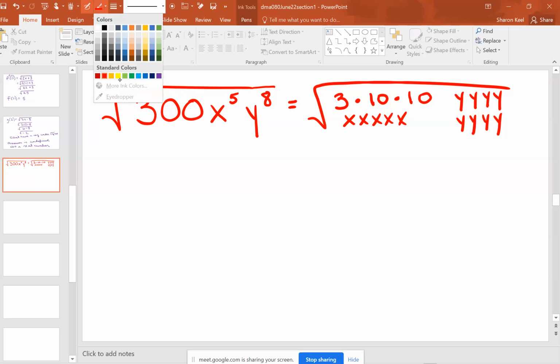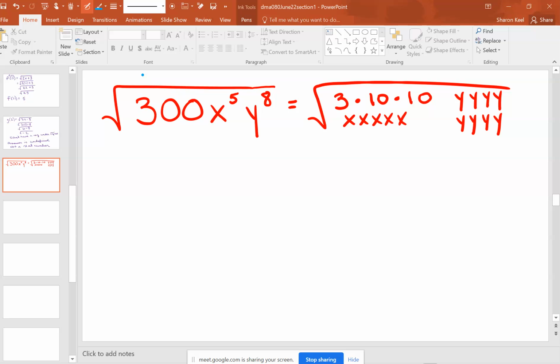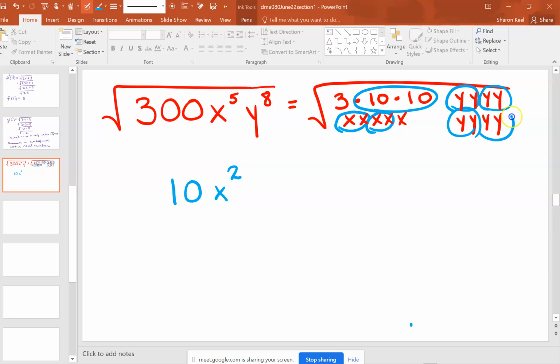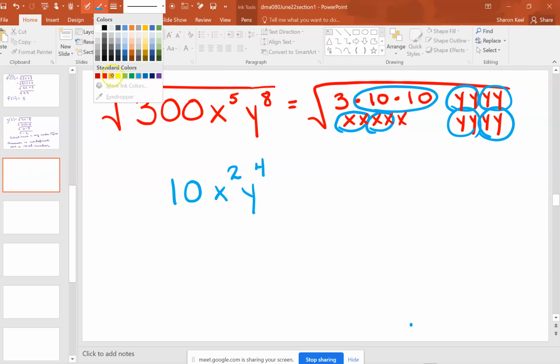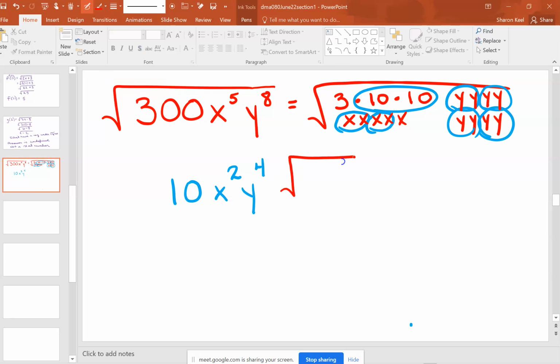So if I'm going to simplify this, what I'm looking for are pairs. I have a pair of 10s, so that means I have a 10 that's going to come out. I have 2 pairs of x's, so I have x squared that's going to come out. I have 1, 2, 3, 4 pairs of y's, so y to the 4th comes out. What's left under the radical is still the square root of 3, and there's an x.